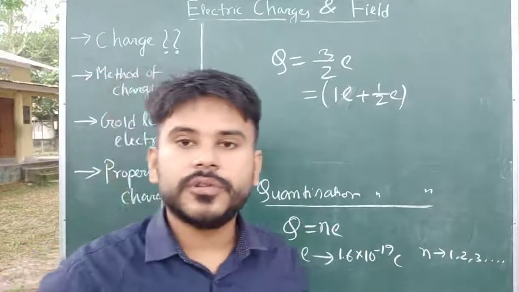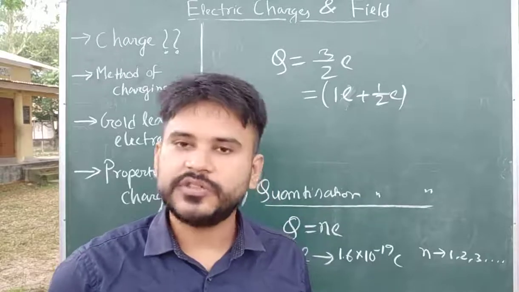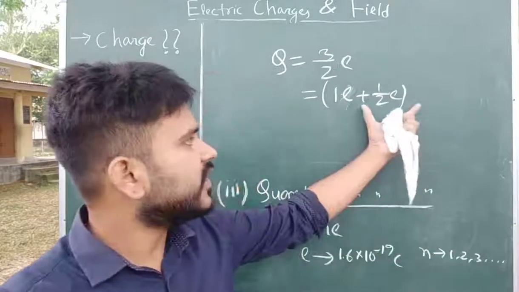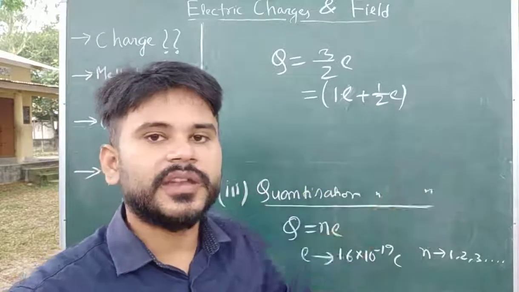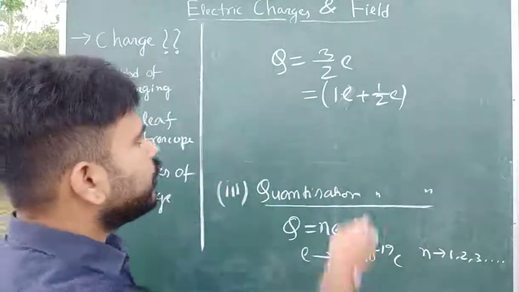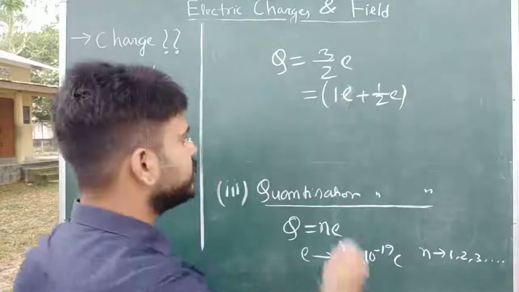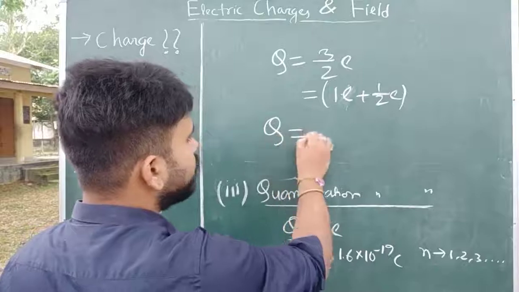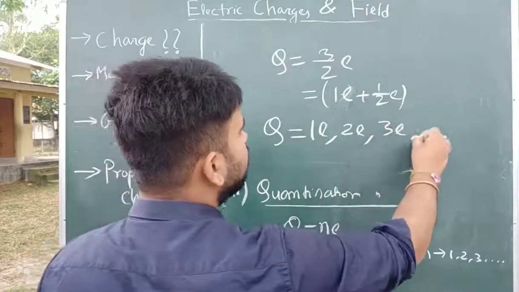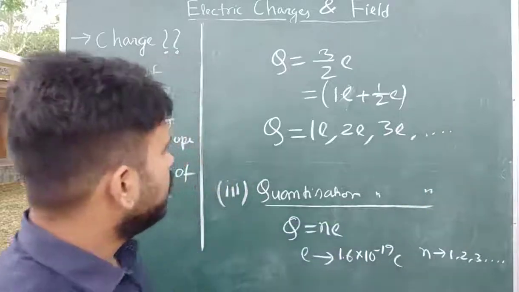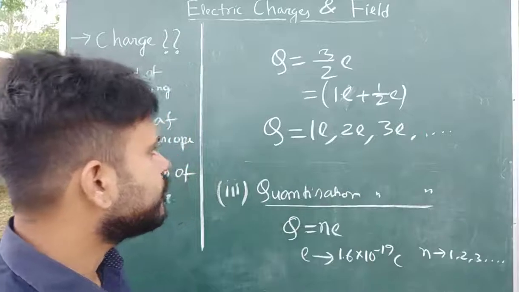By the conservation principle, we cannot create or destroy a charge. So in this case we cannot divide an electron. So in nature you cannot get 3/2 e kind of charges. In nature we get only 1e, 2e, 3e, integer multiples of e charge.